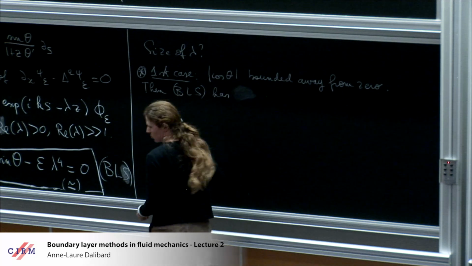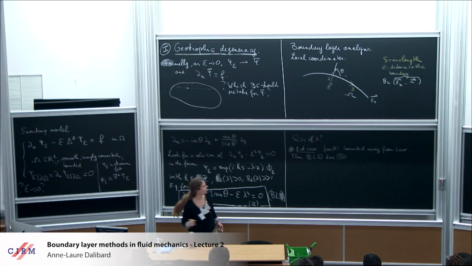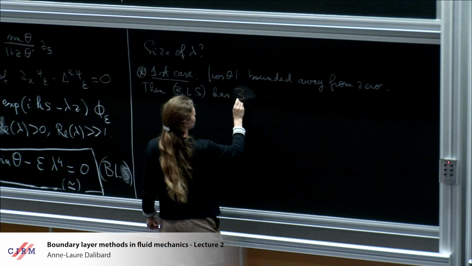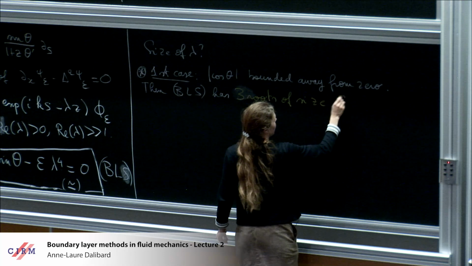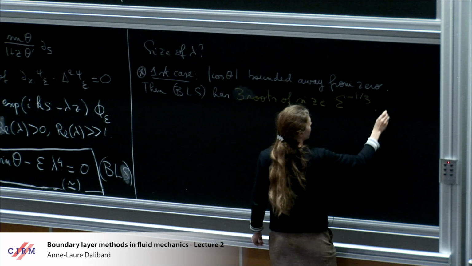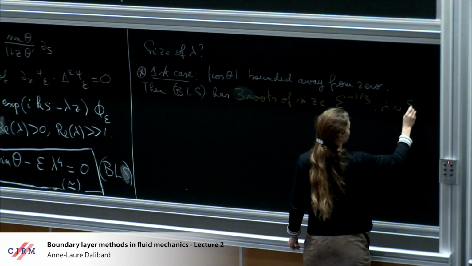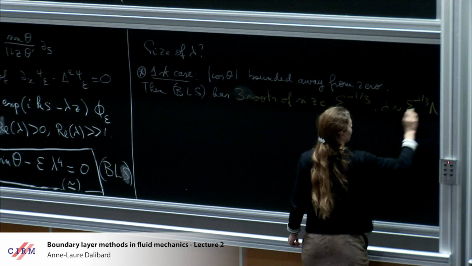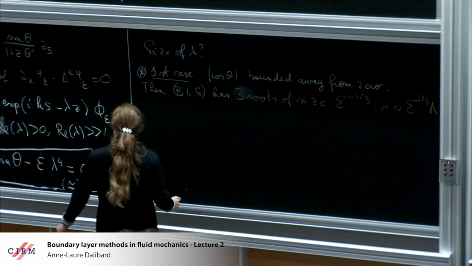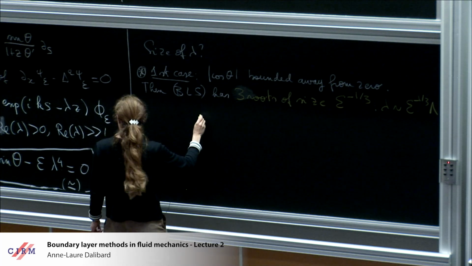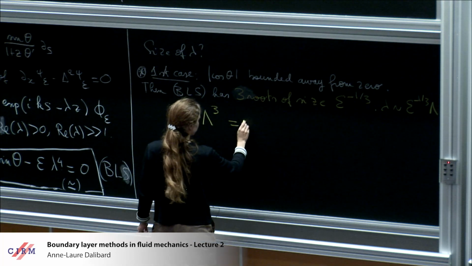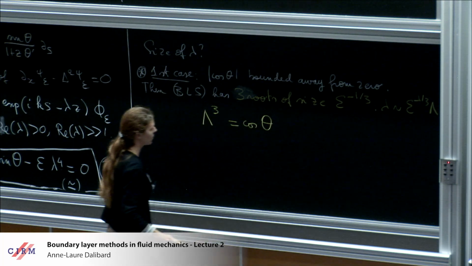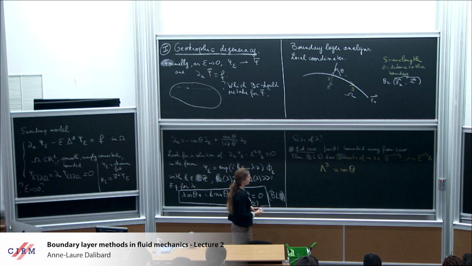Maybe I can put some color into this. So 3 roots of size epsilon to the minus 1/3. So let me denote them as lambda equals epsilon to the minus 1/3 capital lambda. And the capital lambda will be given by lambda to the power 3 equals cosine theta. Okay? And so you only need to keep the roots with positive real parts.